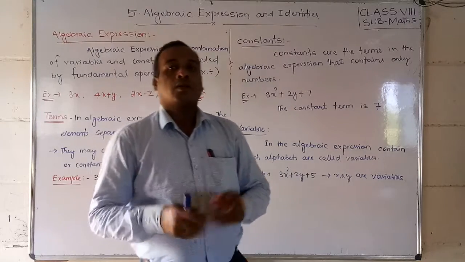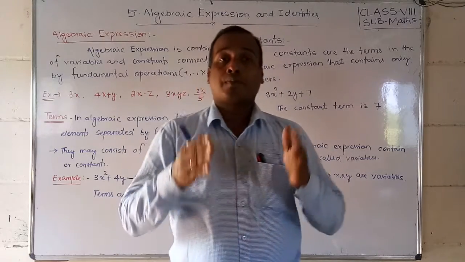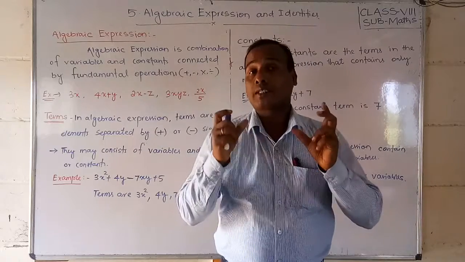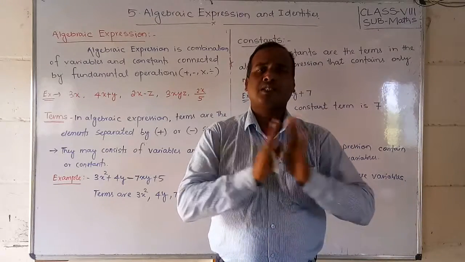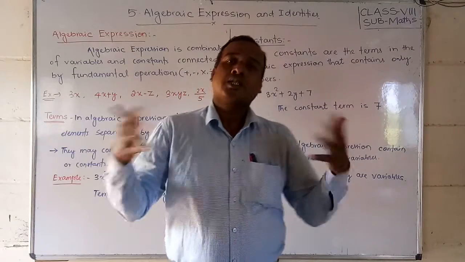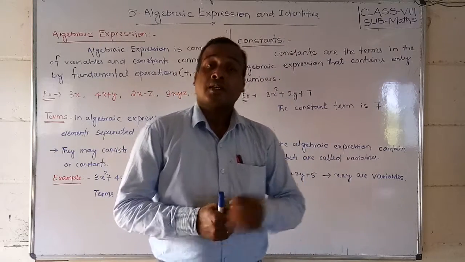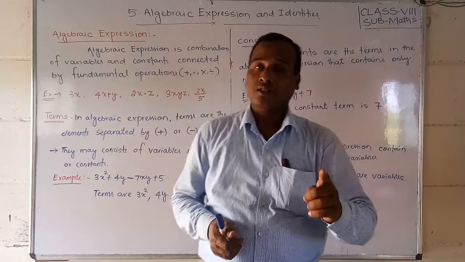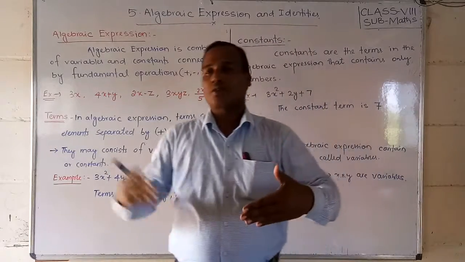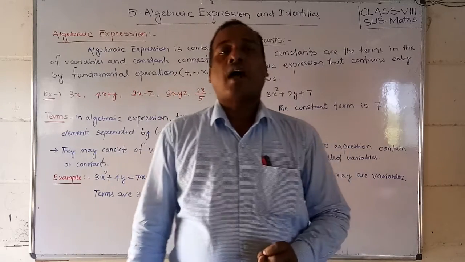That means, students, first of all we have to get the idea of what an algebraic expression is. An algebraic expression is nothing but an expression which contains variables as well as constants. How do they combine? By addition, subtraction, multiplication or division. Anyway, if one constant is attached or connected with one variable, that expression is called an algebraic expression.